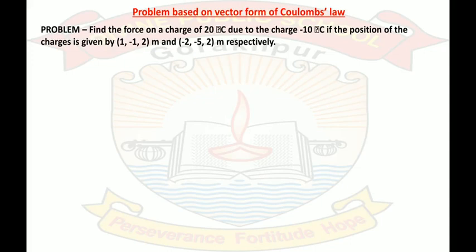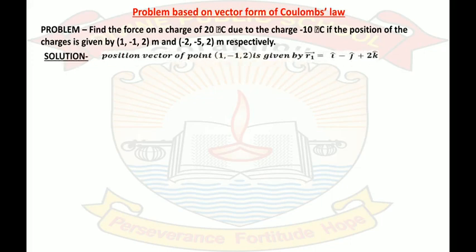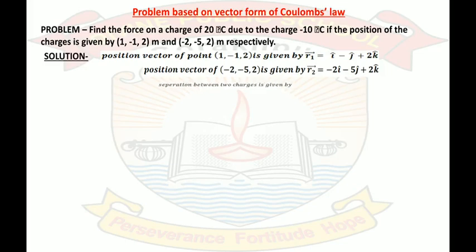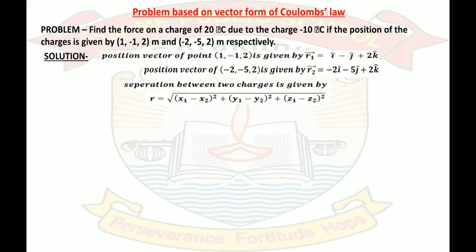Let us try to understand. Solution. The position vector of (1, -1, 2) is given by R1 vector equal to i cap minus j cap plus 2k cap. In the same manner, the position vector of (-2, -5, 2) is given by R2 vector equal to minus 2i cap minus 5j cap plus 2k cap. Now the distance between these two charges we get by using the distance formula. Separation between the two charges is r equal to under root (x1 minus x2) whole square plus (y1 minus y2) whole square plus (z1 minus z2) whole square.